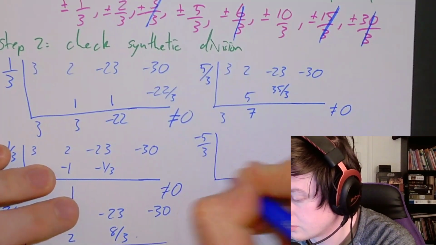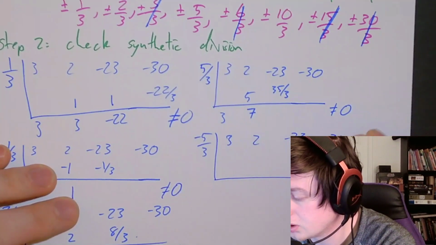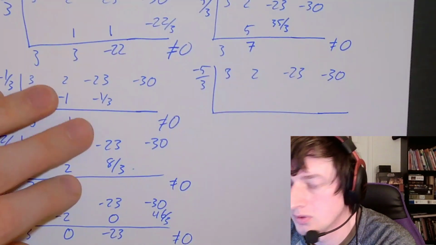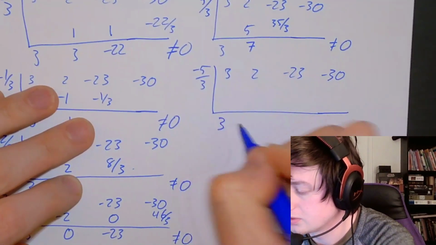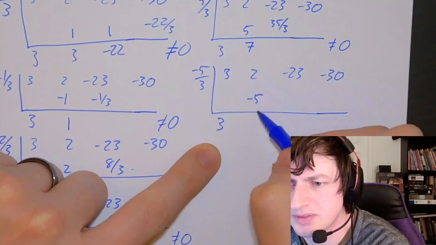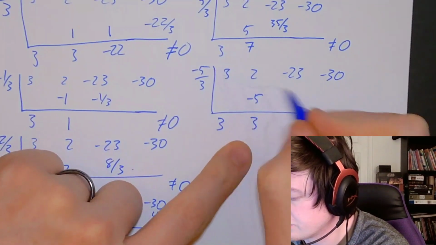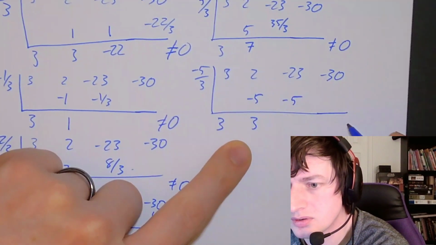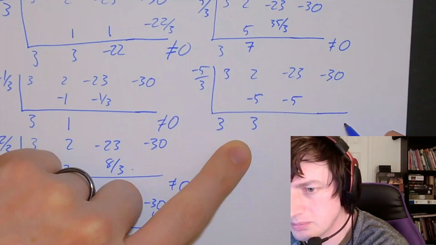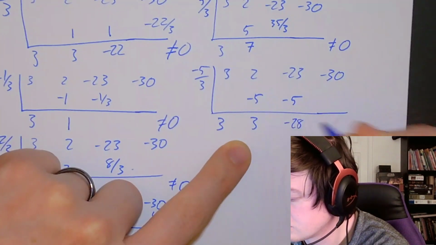So -5/3. 3, 2, -23, -30. So 3 times -5/3 is -5. We add this, we get a 3 times -5/3, -5. Yep. -28.